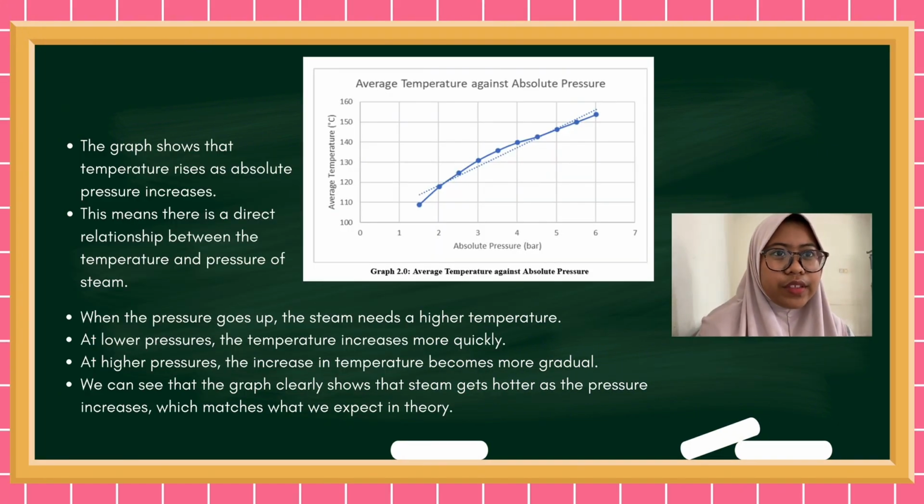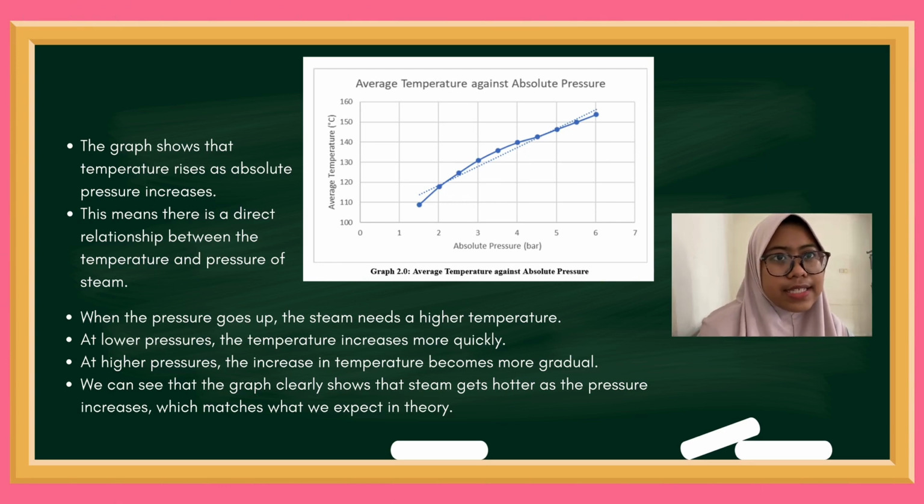Looking at the graph of the average temperature versus absolute pressure, we can see that the temperature rises as absolute pressure increases. This confirms the direct relationship between the temperature and pressure of the steam. At lower pressure, the temperature will increase faster. However, at higher pressure, the temperature will still rise, but at a slower rate. As pressure increases, the temperature of steam rises, but the rate of the increase slows down. This means that how fast temperature changes, or the slope of the graph, will become smaller at higher pressure.